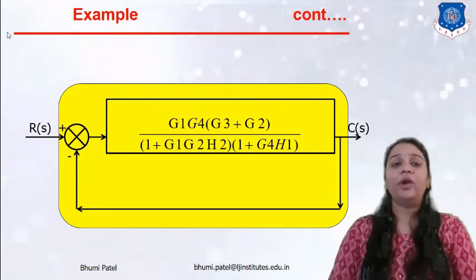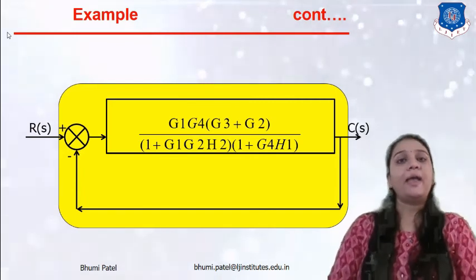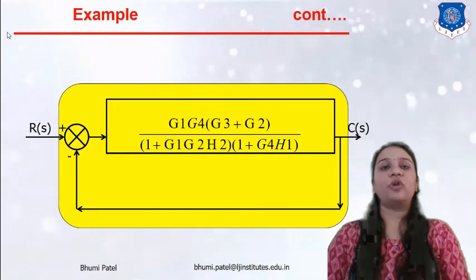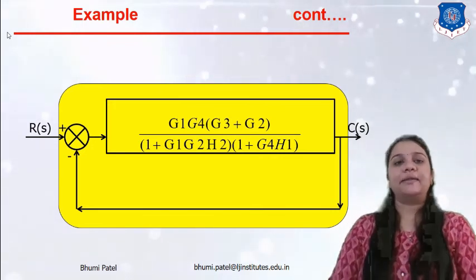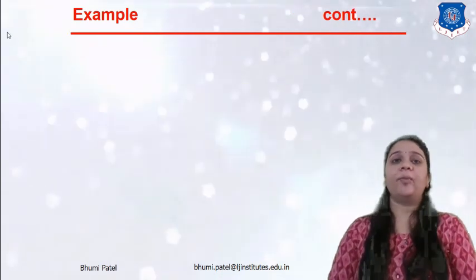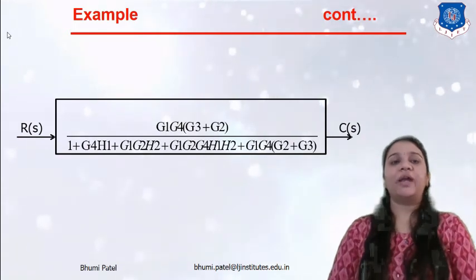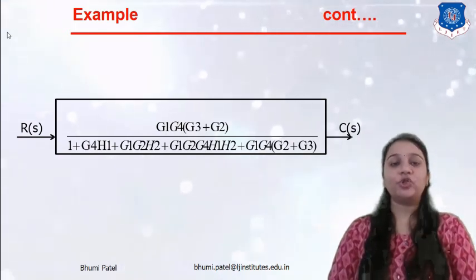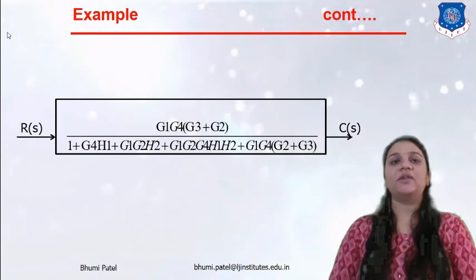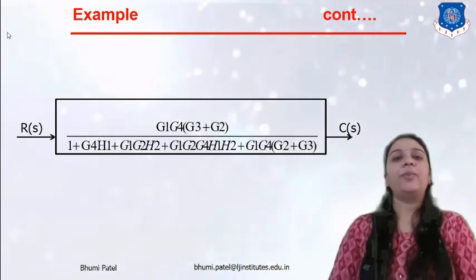Now here rule number 3 is applicable, elimination of the feedback loop, and the value of the feedback gain is not given, so we can consider it as 1. So the final answer is G1 G4 in bracket G3 plus G2 upon 1 plus G4 H1 plus G1 G2 H2 plus G1 G2 G4 H1 H2 plus G1 G2 in bracket G2 plus G3.